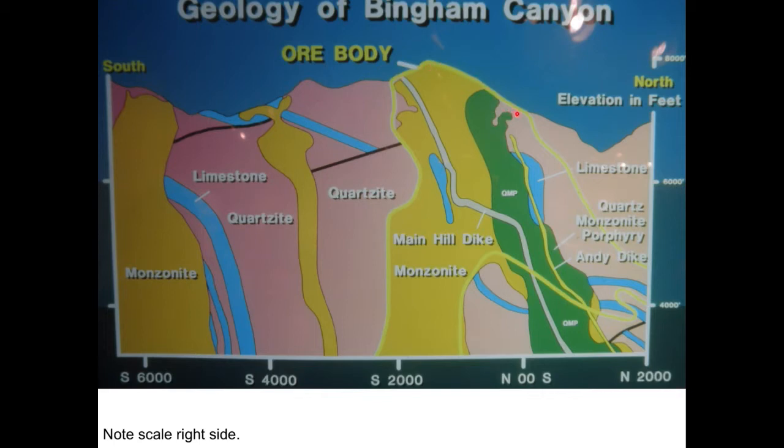And this is a cartoon cross-section. And all I want to focus you on, follow my laser pointer. This is the pre-mining surface here. On the right-hand side, we've got elevation in feet above sea level. So Salt Lake City is about 7,000 feet above sea level. So here we're about 6,500, 7,000 feet above sea level.